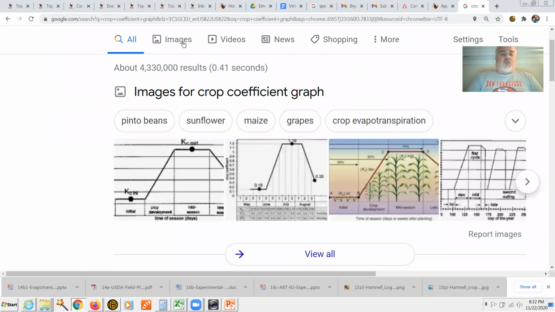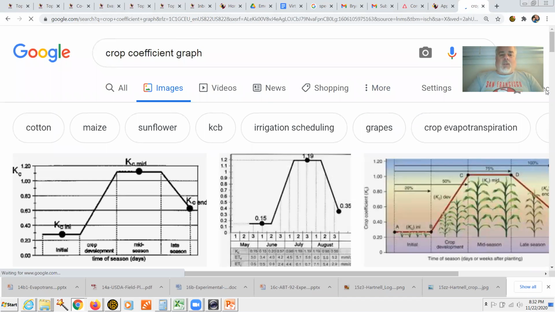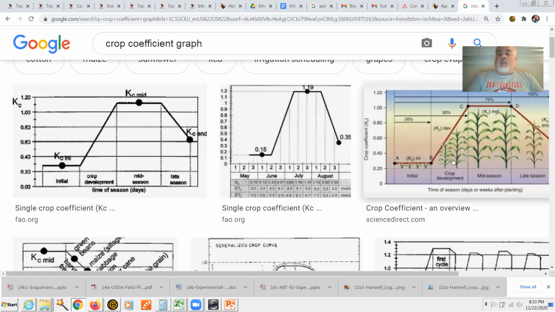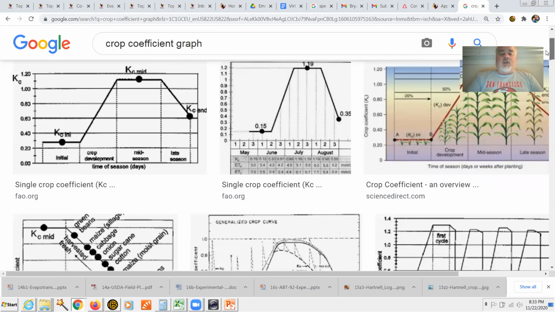So here are some images of crop coefficients. You can see, as an example, in a very young crop, you might have the crop coefficient starting out way down here at 0.3 or 0.29. Then it will rapidly go up during crop development and growth, and peak out at about 1.1, and then, nearing maturity, late season, it will start going back down again. This is pretty common. You can see a similar thing happening here in the corn. They tend to follow those patterns.